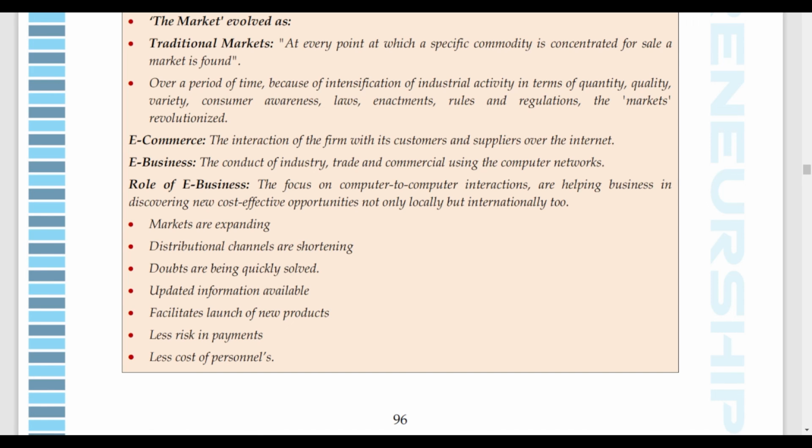Distributional channels are shortening. Doubts are being quickly solved. Updated information available. Facilitates launch of new products. Less risk in payments, less cost of personnel.